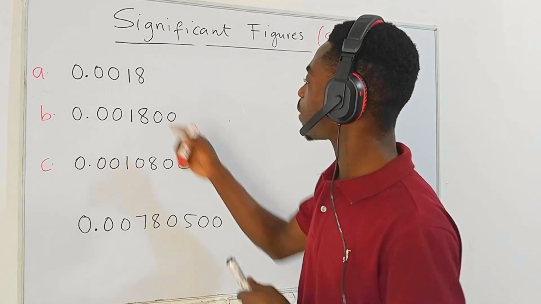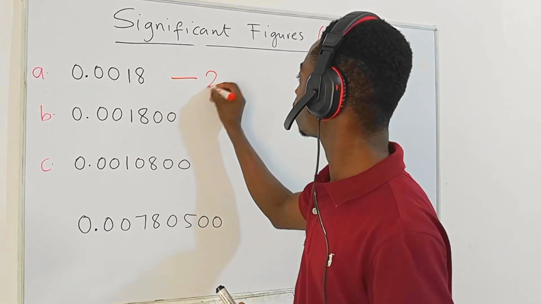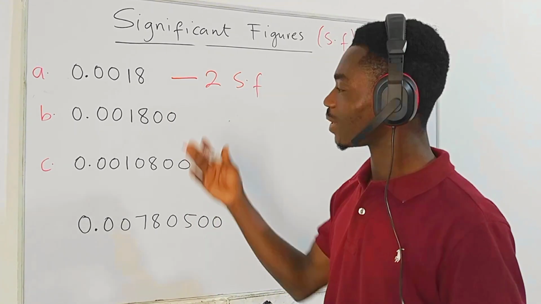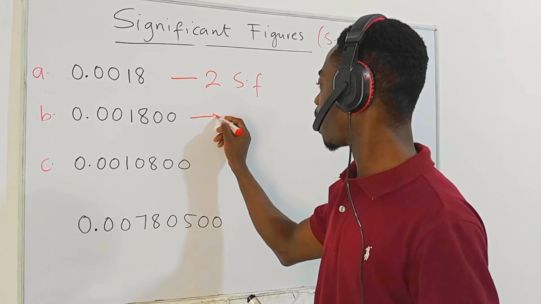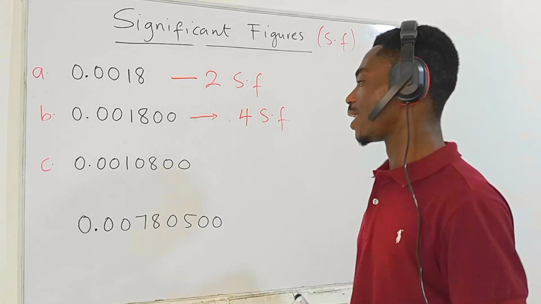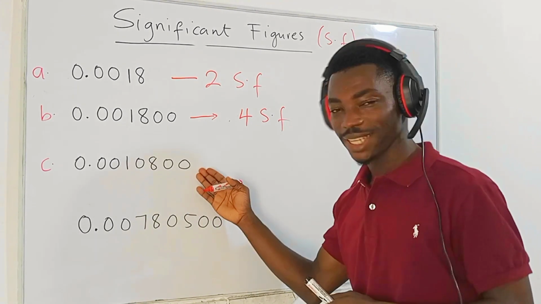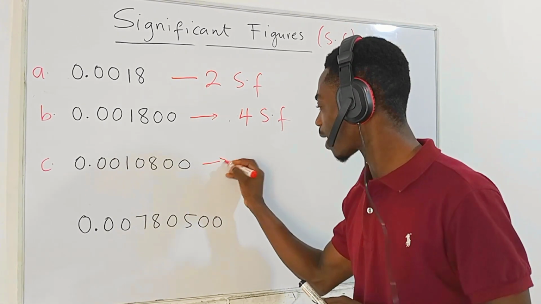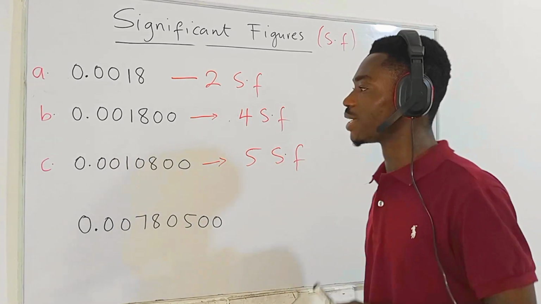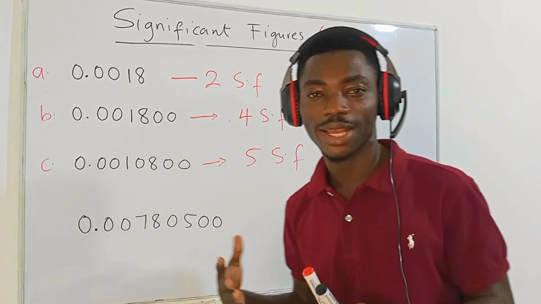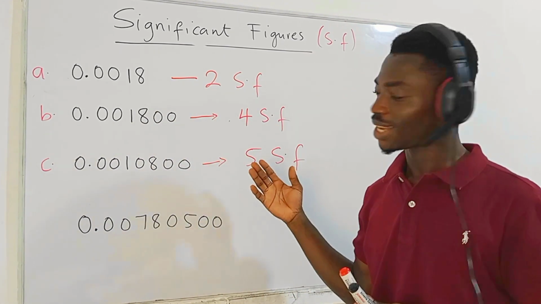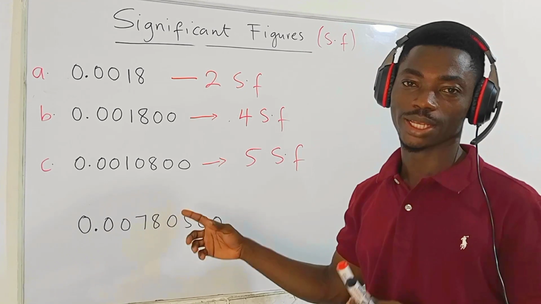In fact, with this first example, we have two significant figures in it. What about the B? With the B, we have four significant figures. What about C? With C, in fact, we have 5 significant figures. But the question is, how did I come out with all these number of significant figures? Let's use this example right here to explain.